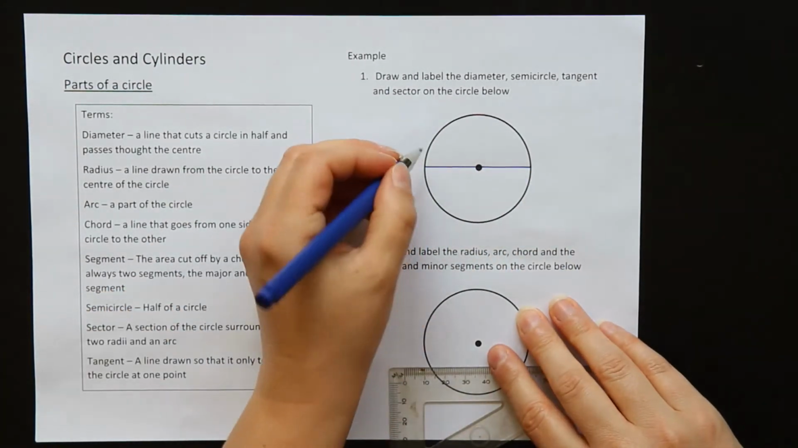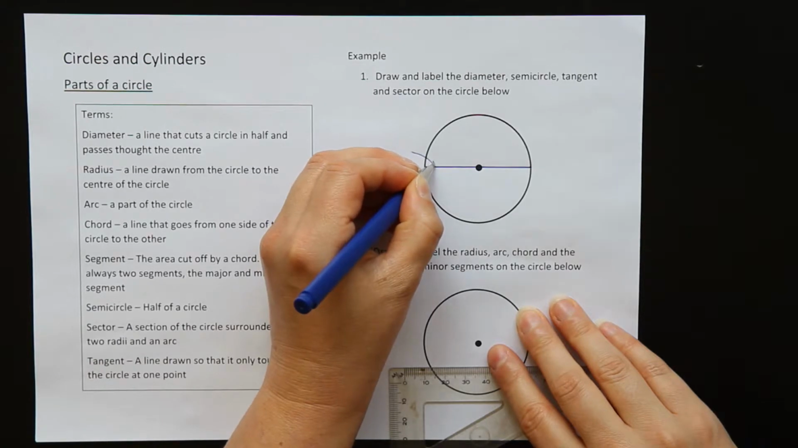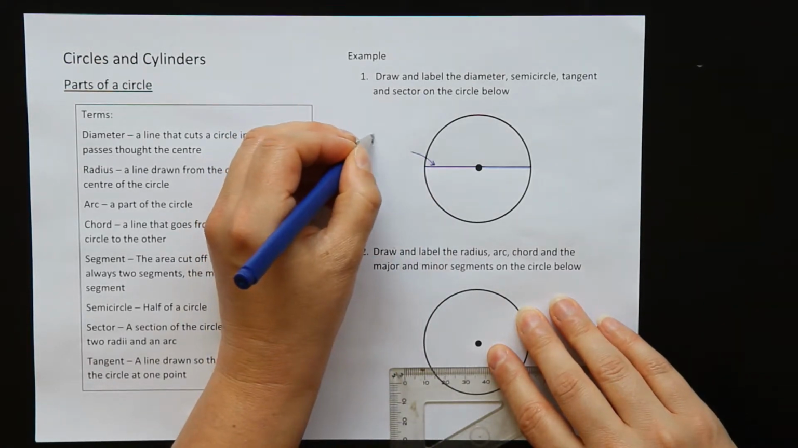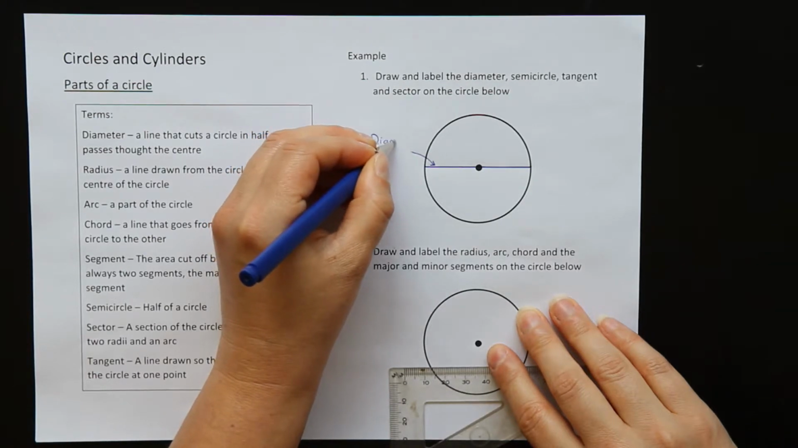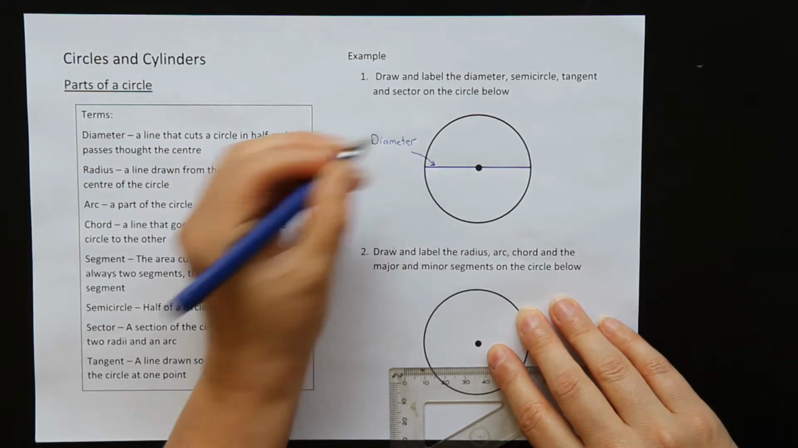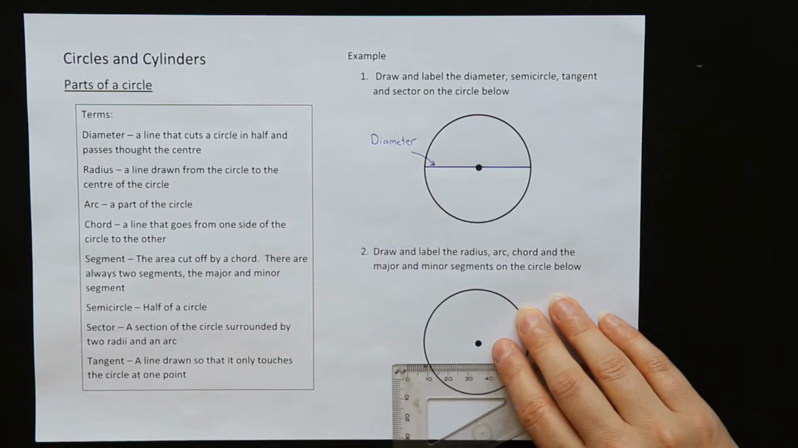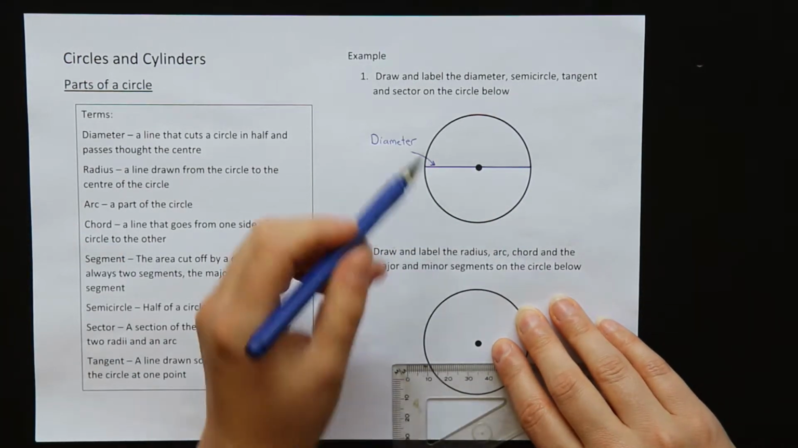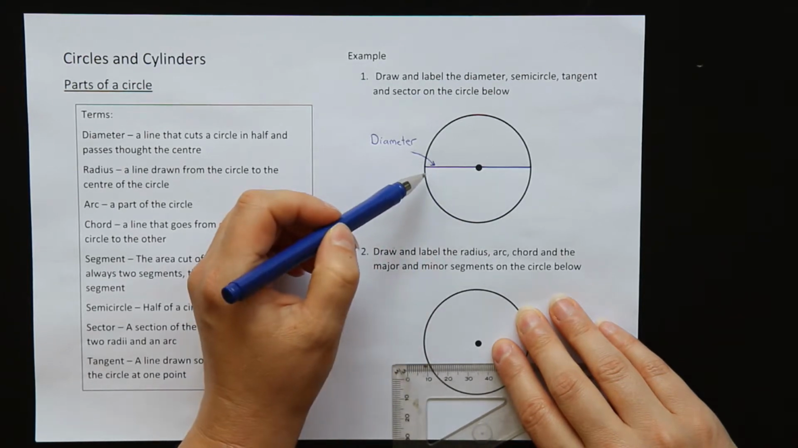That is a diameter. So I'm going to draw an arrow going in because it told me I had to label it, and that line is called the diameter. Okay, the next thing we want is a semicircle. Now a semicircle is half of a circle. Now by drawing that diameter, I have just cut that circle into two halves.